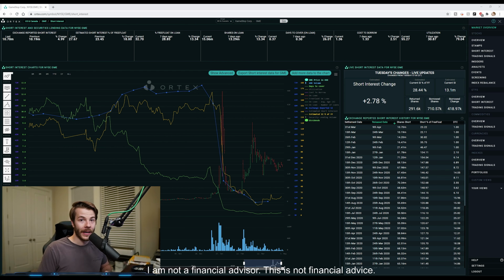And keep in mind, that short borrow fee goes up the more green days we have and the more utilization is used, because it gets harder and more risky for shorts to short the stock. So just keep that in mind.